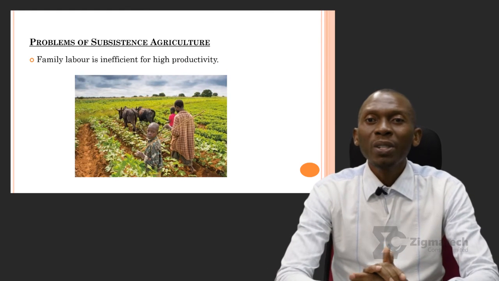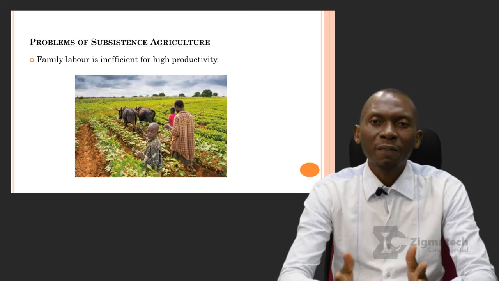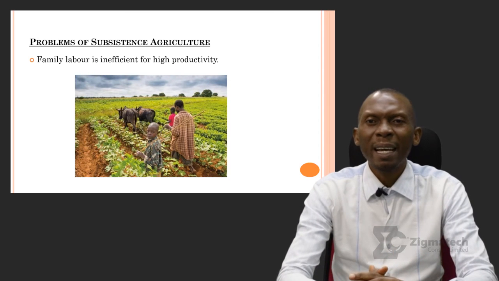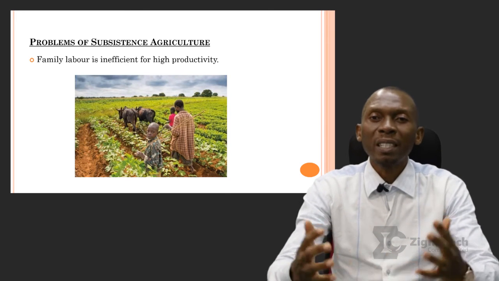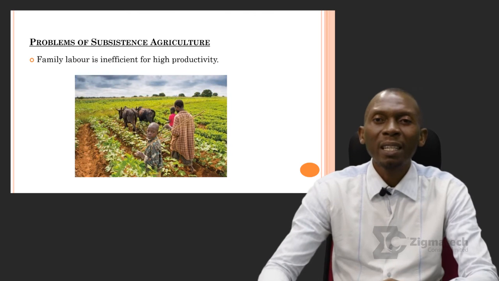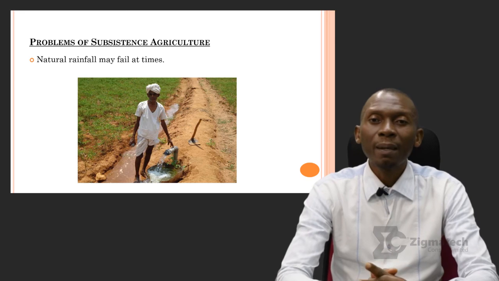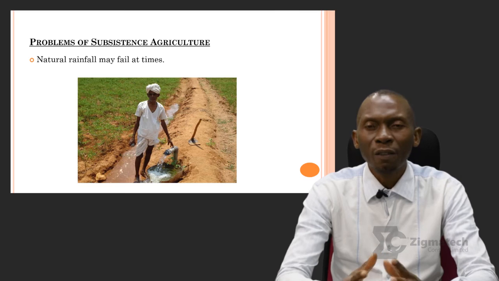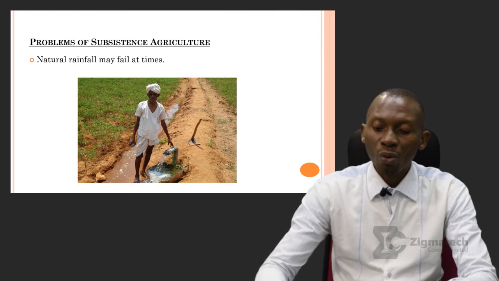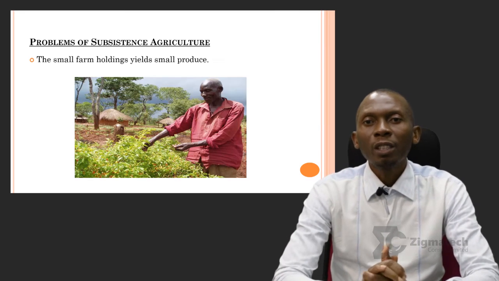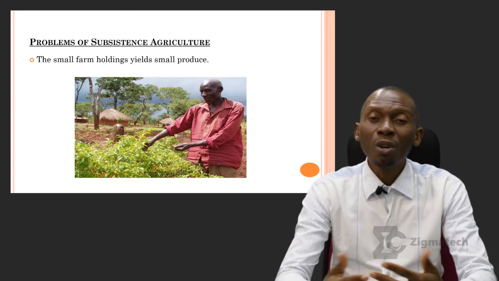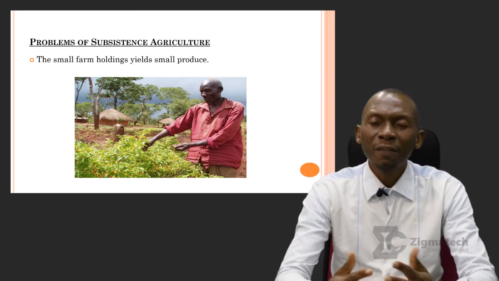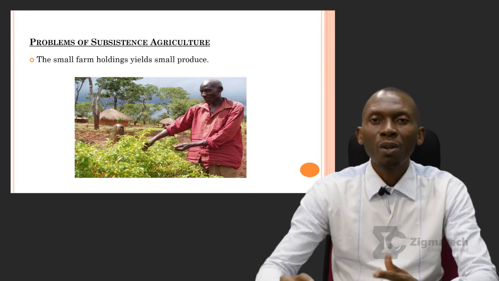Now, family labor is also inefficient for high productivity. The farmer just has a small family size. How is he able to engage them if he wants to increase his level of production? So family labor is usually inefficient for high productivity. Natural rainfall fails sometimes. There are times we have some climate changes where there's a decline in the rainfall, and this could also lead to low productivity. Small farm holding also yields small produce. When you have a small farm size, definitely the output will usually be small.